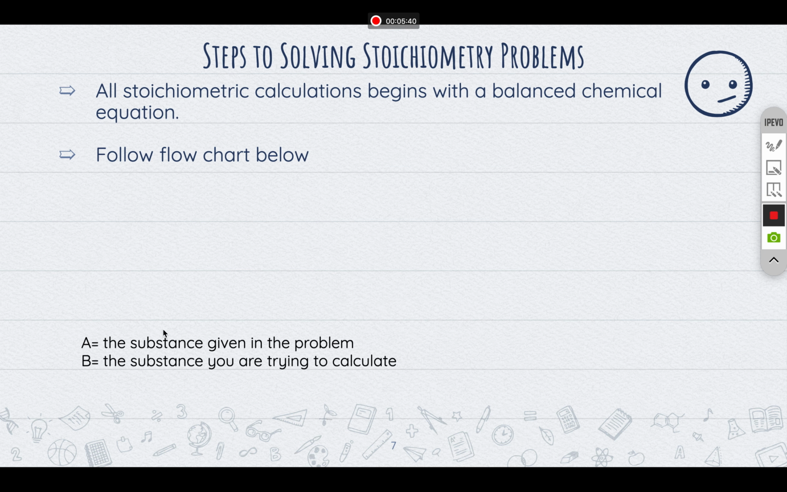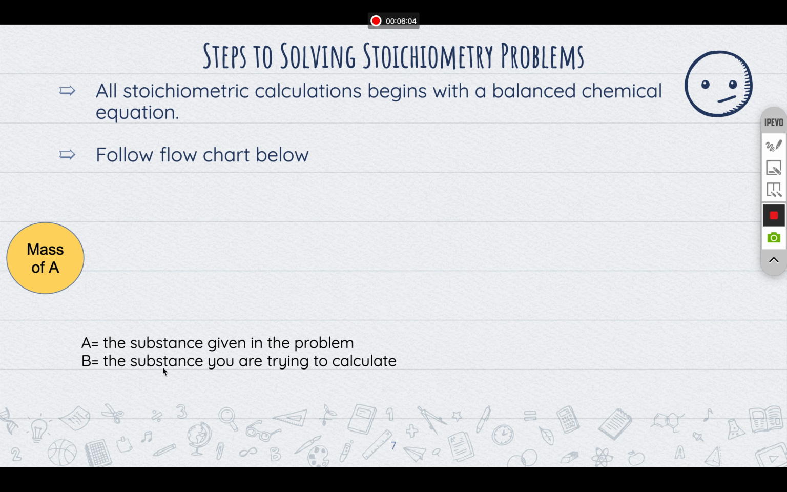All right, so before we start, I'm going to be referring to A and B through this lesson. Just know that A is whatever is given in the problem, and B is whatever you are trying to calculate. So A is given in the problem, B is what you're solving for. Usually you'll be given mass of A, some mass of some substance within a chemical reaction.